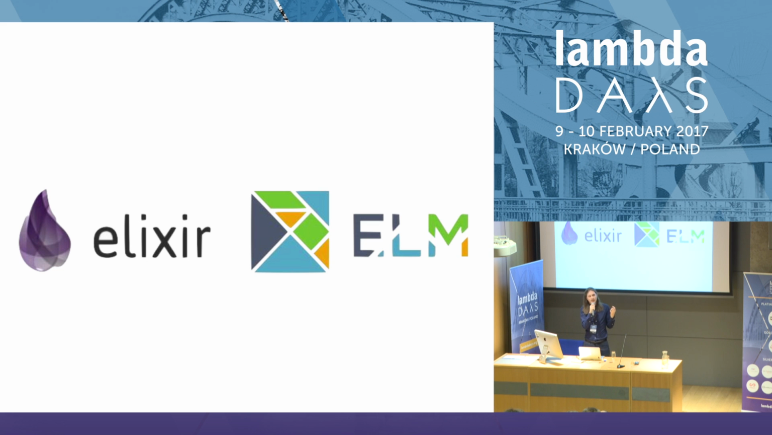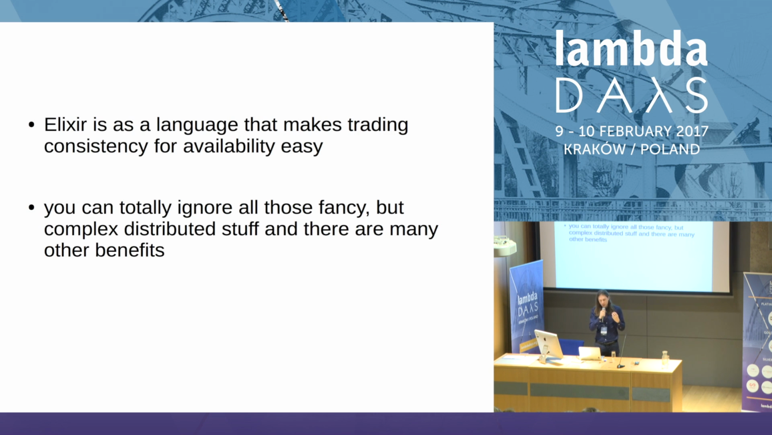The first thing is that in our case, we can trade availability for consistency because we're using direct debits and they're processed in 1 or 2 days. So basically, if they are out of order, we don't care. And the second thing is that even though Elixir is a language that makes trading consistency for availability easy, you can totally ignore that. You can ignore this fancy stuff, and there are many other benefits.